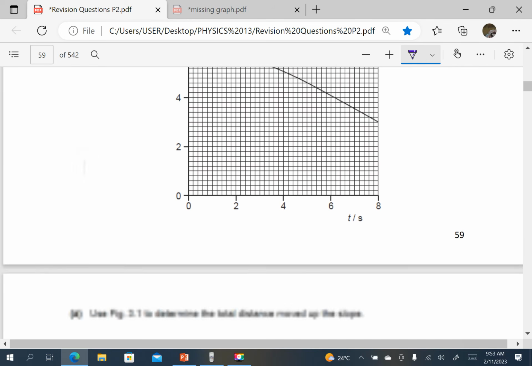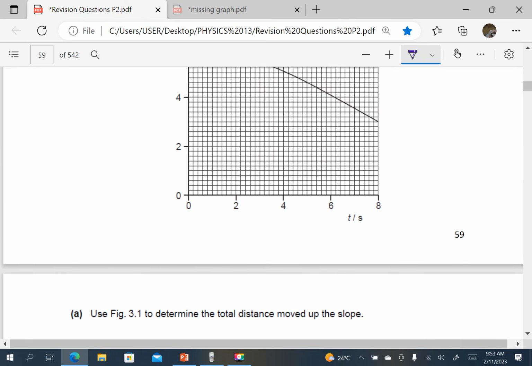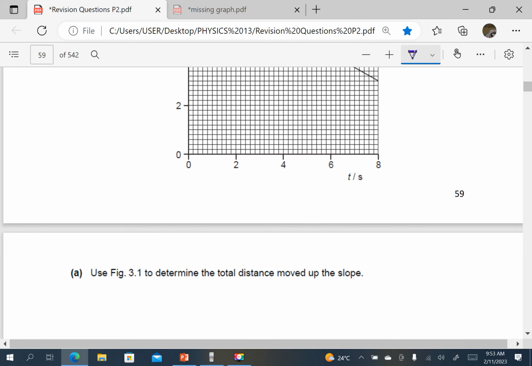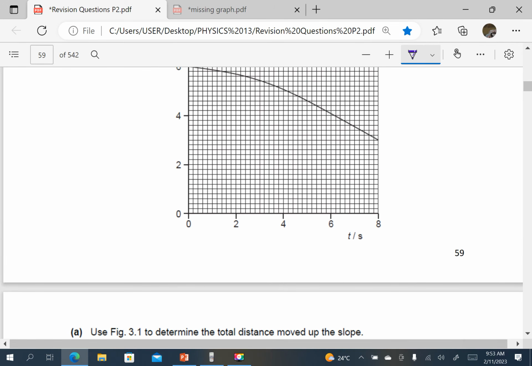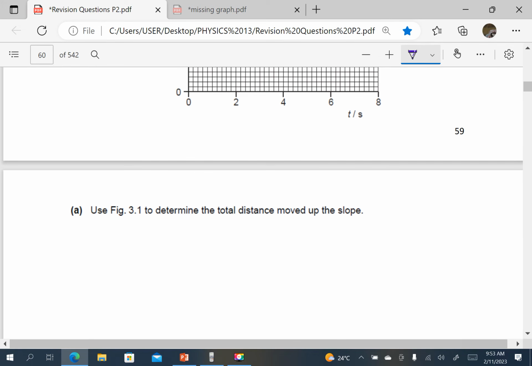Use the figure to determine the total distance moved up the slope. Now this is another example where the graph is not a perfect straight line, so we have to find its distance. Distance is equal to the area under the graph.